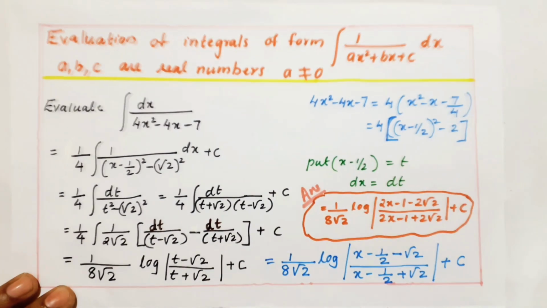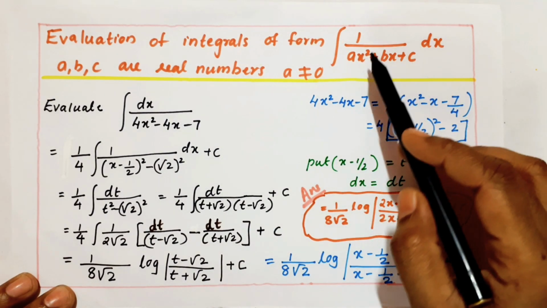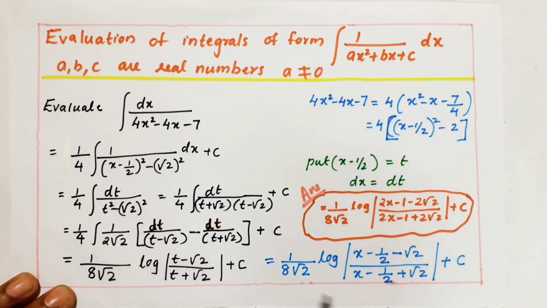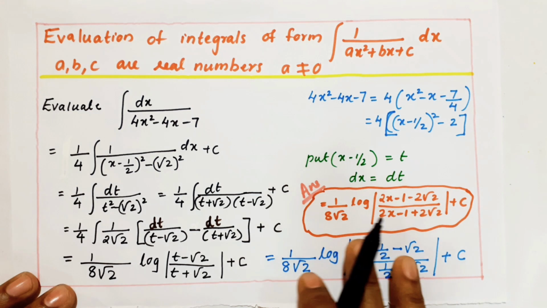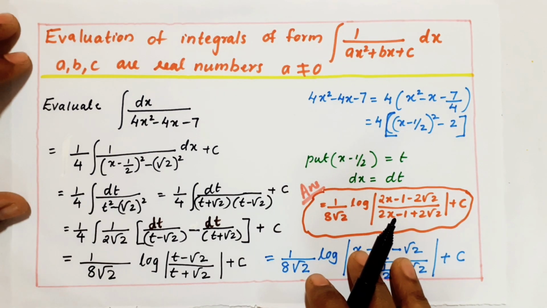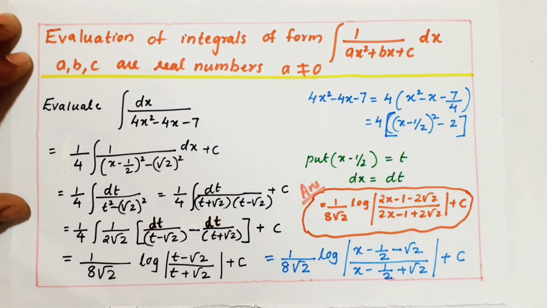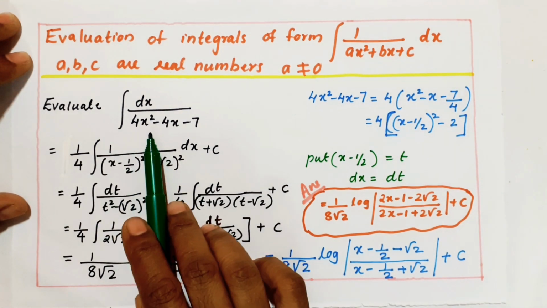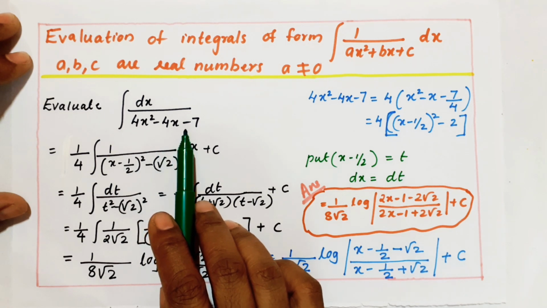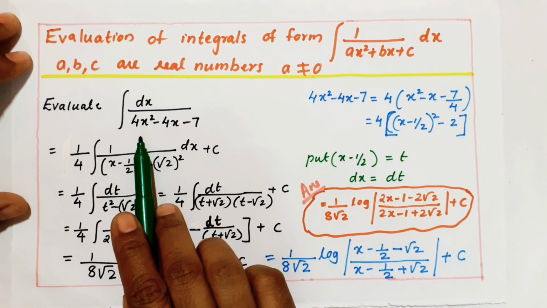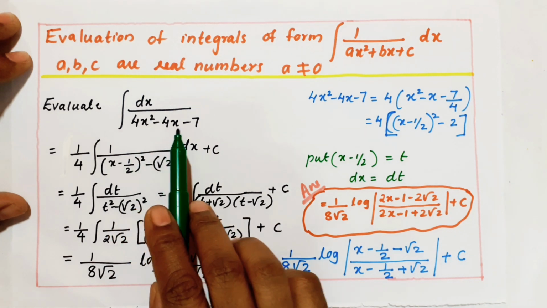Welcome to VGuide TV. In this video, integration part 7, I am discussing the evaluation of integrals in the form of integral 1 by ax square plus bx plus c dx, where a, b, c are real numbers, where a not equal to 0. See the question, they have given the question as integral of dx by 4x square minus 4x minus 7. Integral of dx by 4x square minus 4x minus 7.